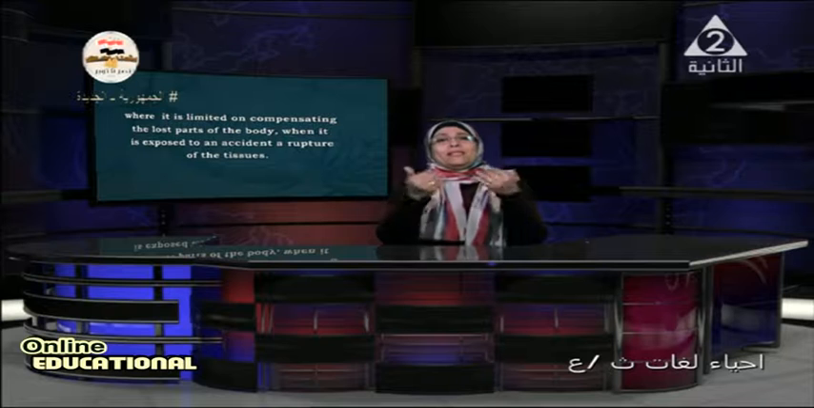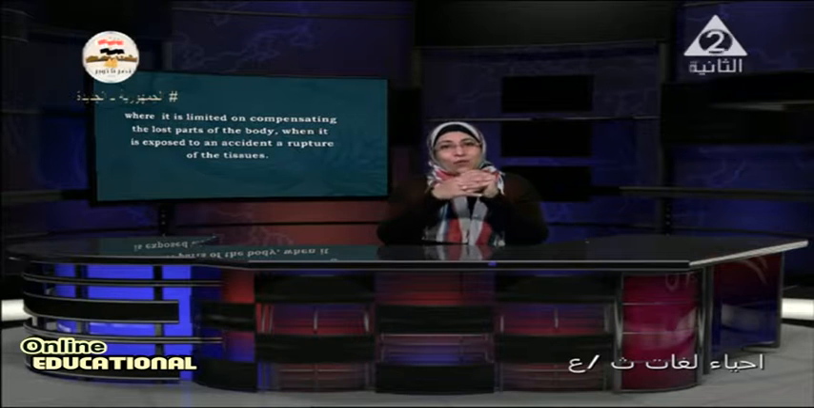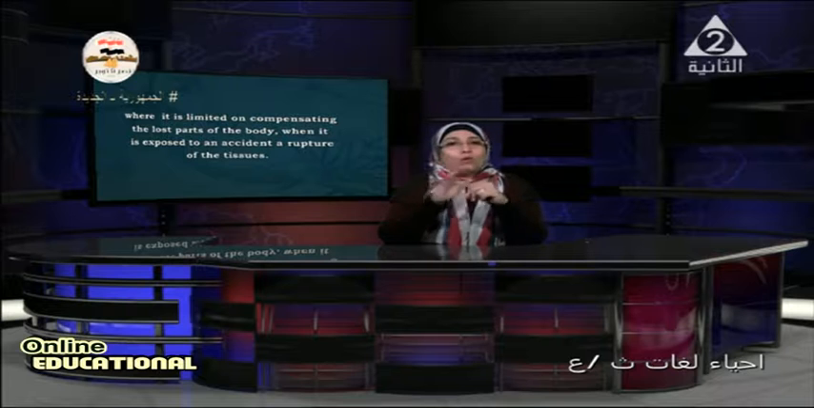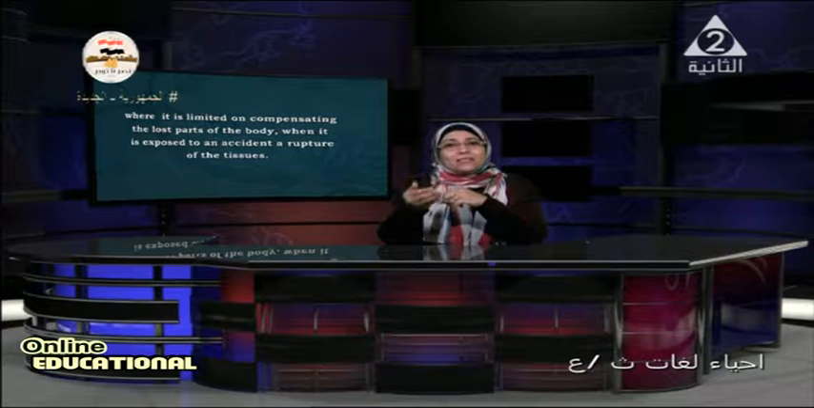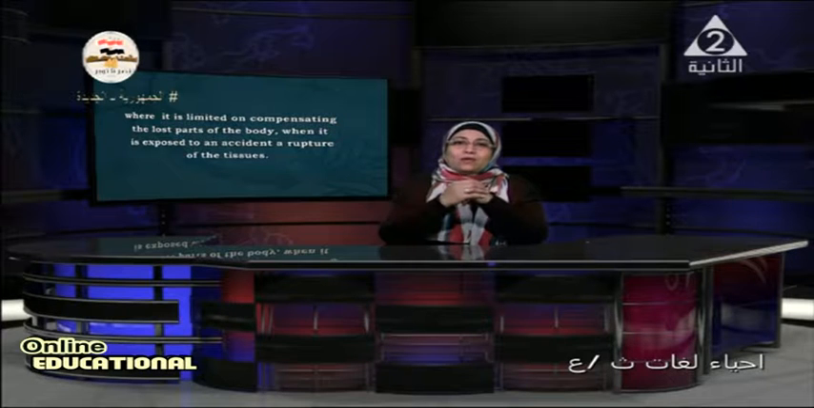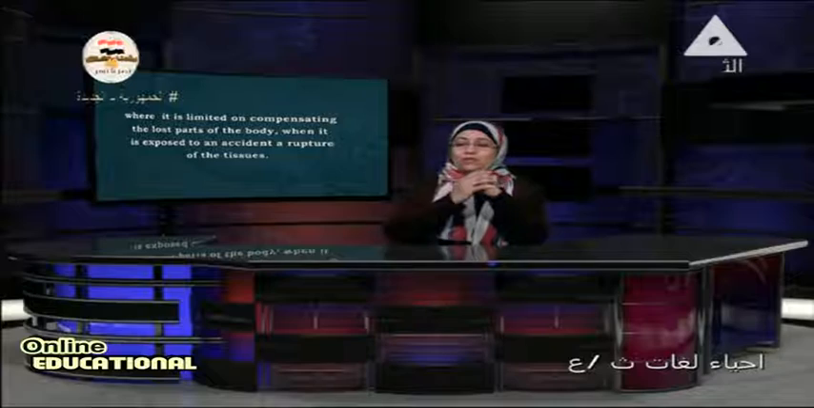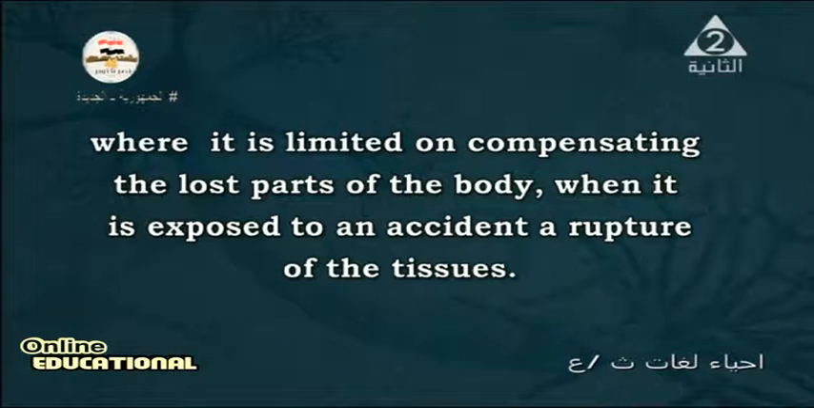Also, the damaged part is compensated with another one. Okay? This is in some types of organisms, not in all types. Most types undergo regeneration to compensate or to help in growth, increasing the number of individuals. Where it is limited to compensating the lost part when exposed to an accident or a rupture. Rupture means a cut of the tissue.